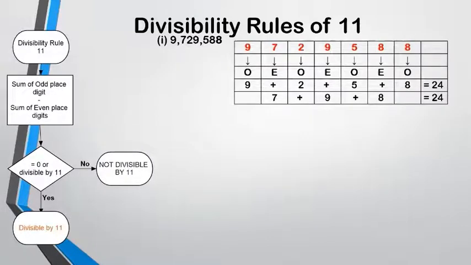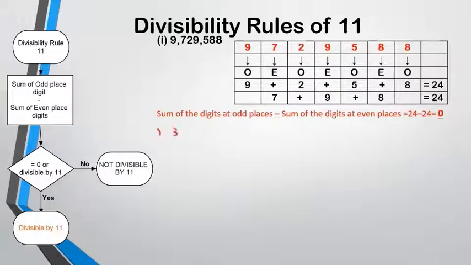We will sort the odd and even place digits in this way. The odd place digits are 9, 2, 5 and 8. The addition of these odd place digits is 24, and the even place digits are 7, 9 and 8. So the addition of these even place digits is also 24. So the sum of the digits at odd places minus the sum of digits at even places is equal to 24 minus 24, which is equal to 0. So this number is divisible by 11.